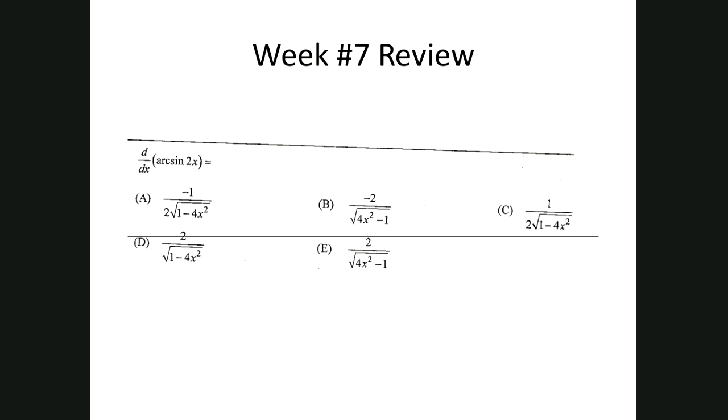For example, if I wanted to find the derivative of arcsine of 2x, if I know that the derivative of arcsine is u prime over the square root of 1 minus u squared, it's very simple. This is my u value right here. So the derivative on top is going to be 2 over the square root of 1 minus, well, when you square 2x, you get 4x squared, don't you? So that would be my answer. Positive 2 over the square root of 1 minus 4x squared, or letter D.